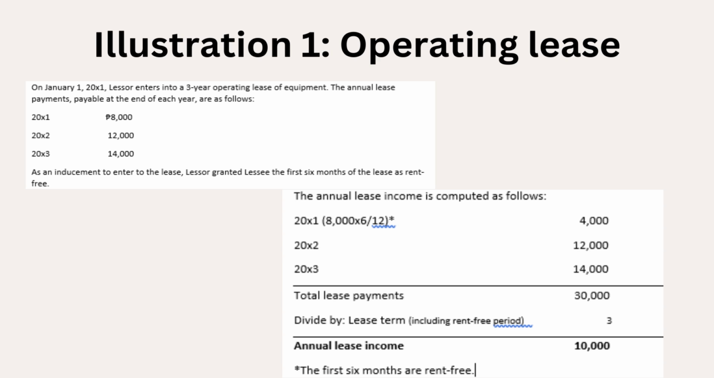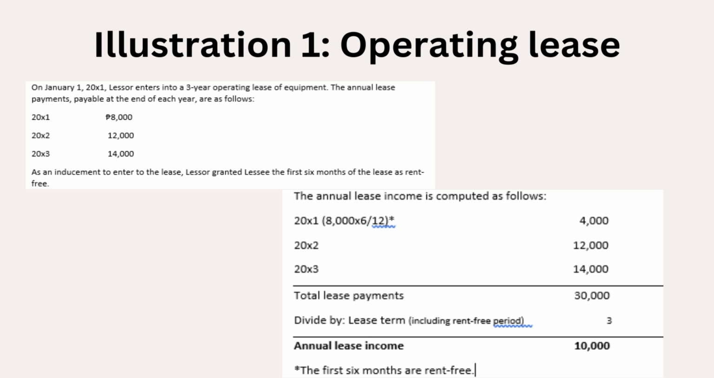Illustration 1 for operating lease. On January 1, 20X1, lessor enters into a three-year operating lease of equipment. The annual lease payment payable at the end of each year as follows. Sa 20X1, may 8,000 siya. Sa 20X2, may 12,000 siya. Sa 20X3, may 14,000 siya.